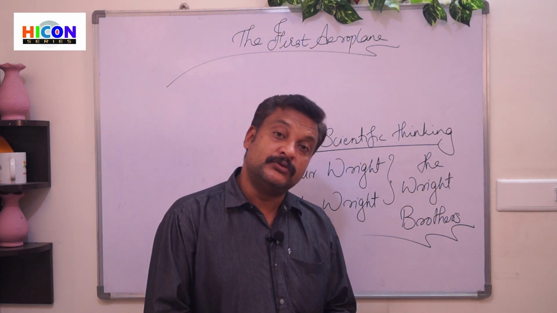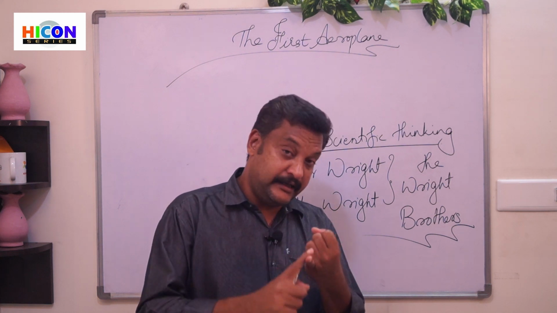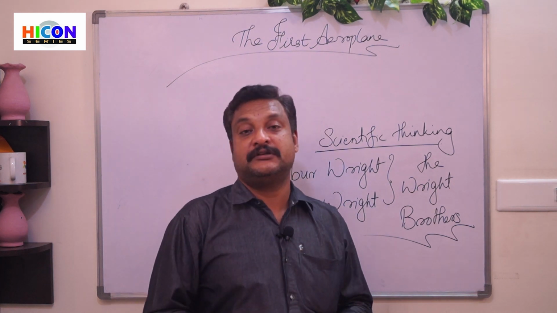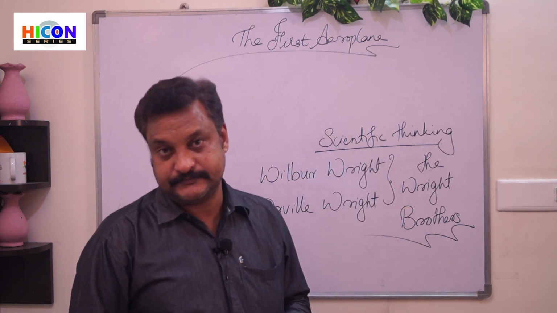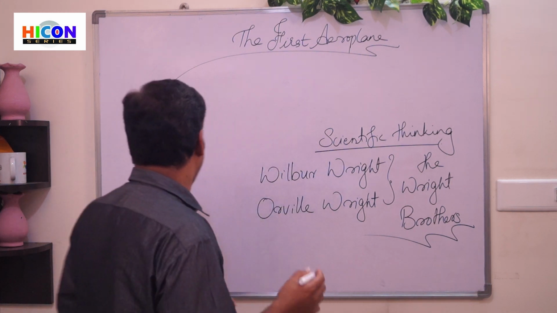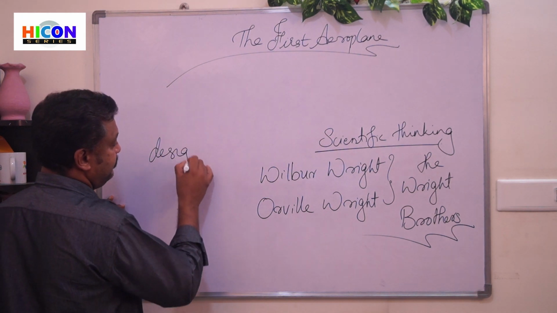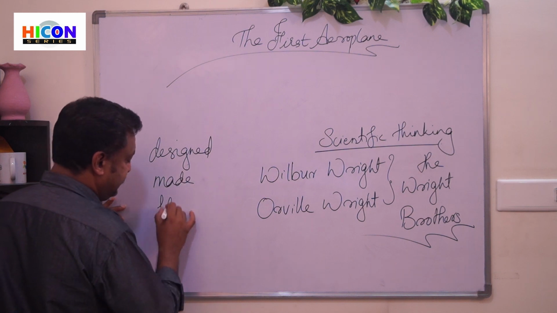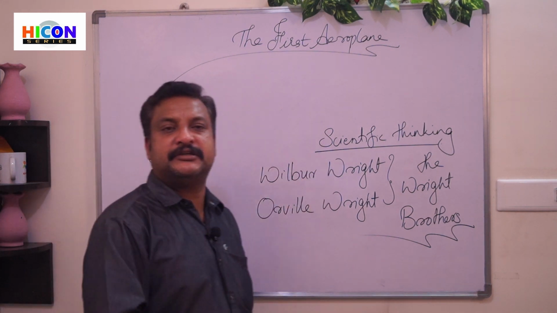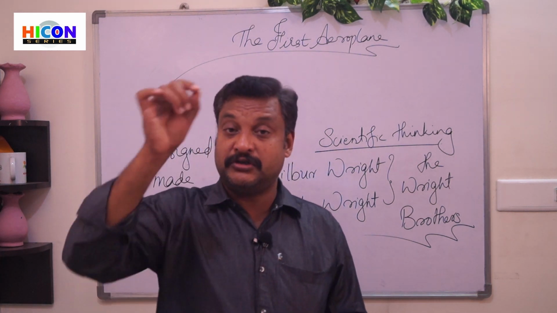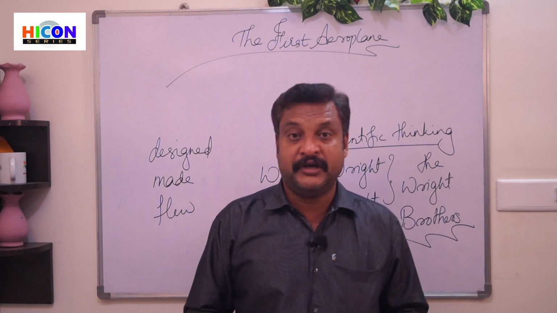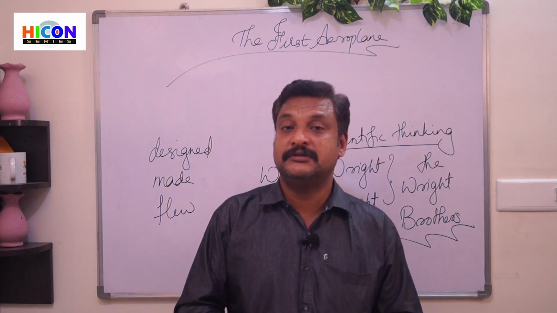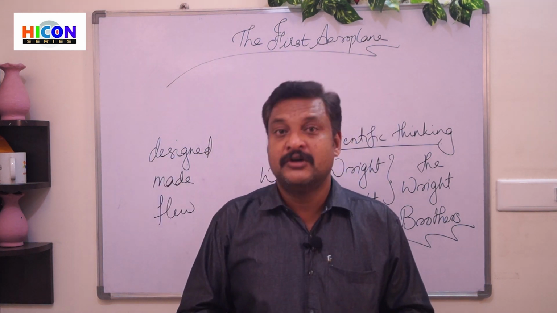Okay, what did they do? They designed, they made, and they flew the first aircraft in the world. They designed, they made, and they flew. Flew means piloted into the air the first motorized aircrafts. It's very difficult to control things in the air, but they made all these things possible for the first time. So who were they?